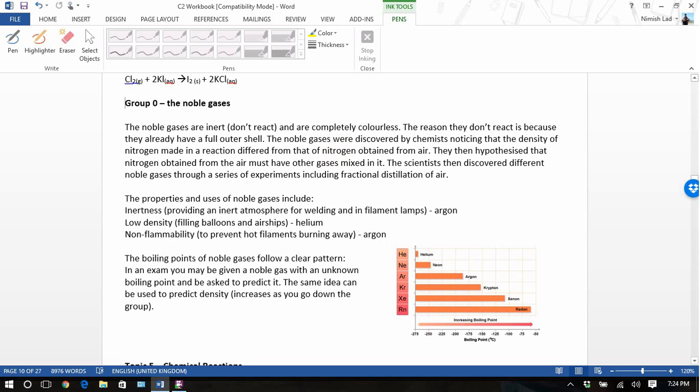And that is the end of topic 4 of C2 Edexcel Chemistry.